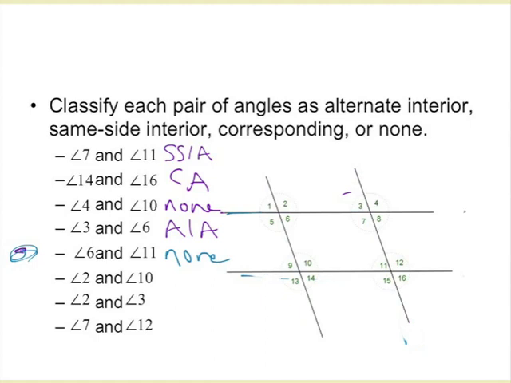For 2 and 10, if I trace out 2 and 10, I only had to trace 3 lines out. So then I look at where they are. They are in the same corner position. So those would be corresponding angles. They are on the same side, but they are not interior. If we look at the set of lines, interior should happen between those 2 lines, and 2 is happening outside. So those are corresponding angles.